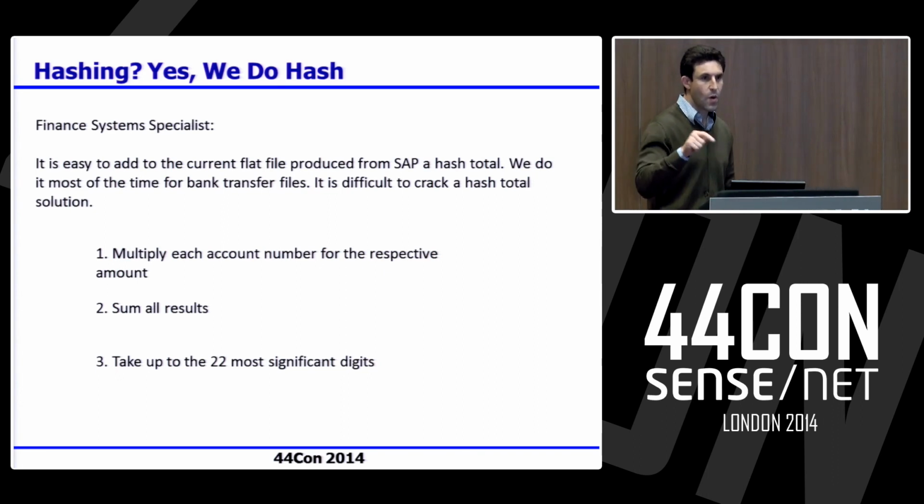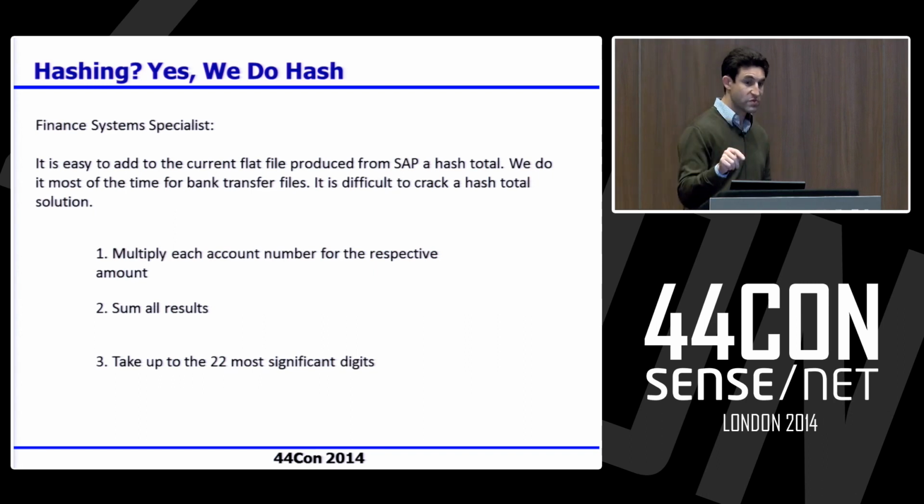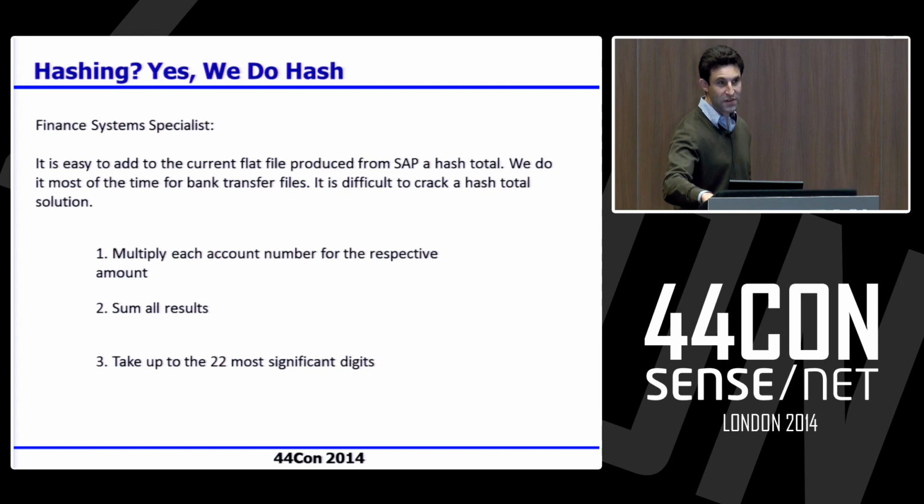Okay? Why am I telling you this? This moron, and people like him on SAP systems, have done this kind of stupidity with SAP, the golden system, making payments to banks and transferring payment details. So in this case, his idea of a hash total was to multiply each account number by the respective sum, add all the results, and take the 22 most significant digits.